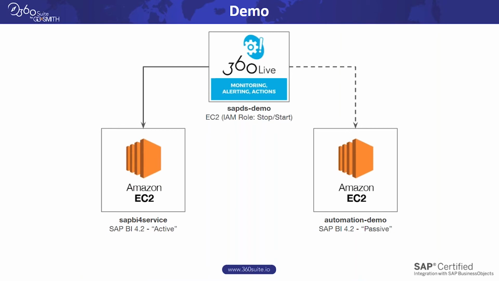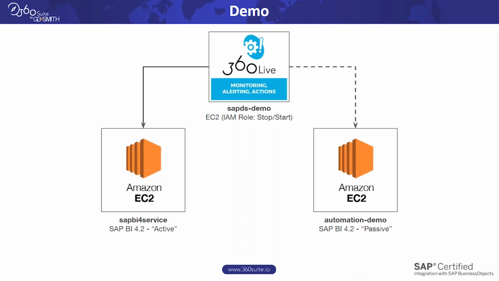On the left, we have the first EC2 node. That's my primary BusinessObjects server. That's the one that will be running by default. Let's call it my production server. And unless something goes wrong with this server, I don't need the other one. And unless this server gets too busy, I don't need the other server either. So that way, I only pay for one node.